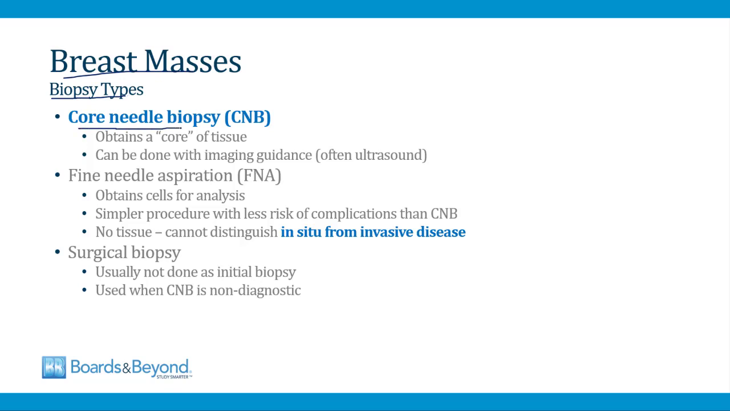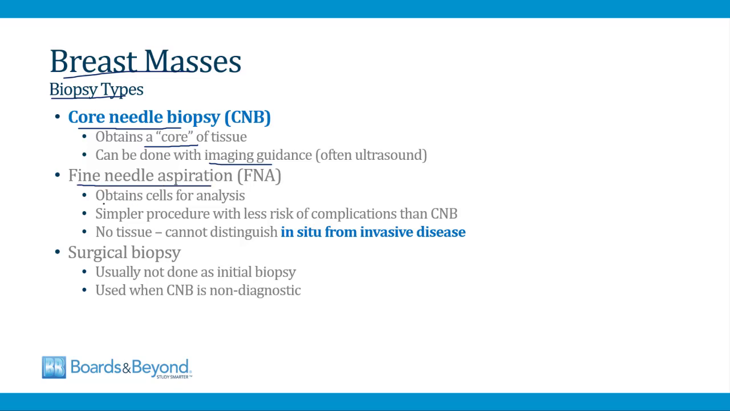A core needle biopsy obtains a core of tissue. This can be done with imaging guidance, often with ultrasound. So you locate the mass with ultrasound and then use that location to guide the needle to take a core biopsy. An alternative technique is a fine needle aspiration, or FNA.